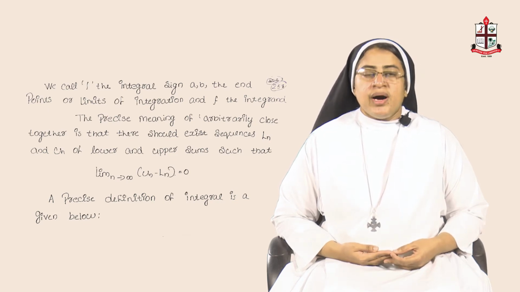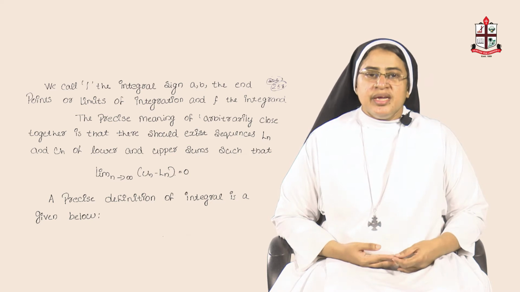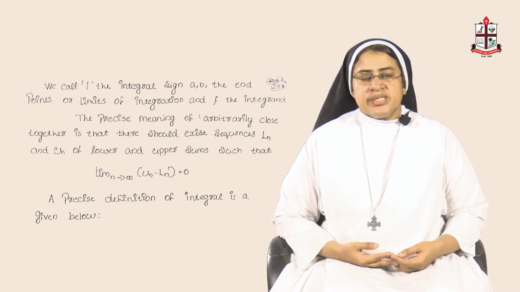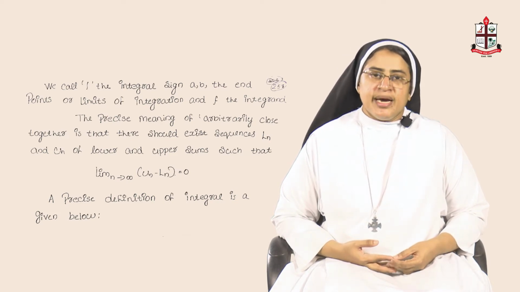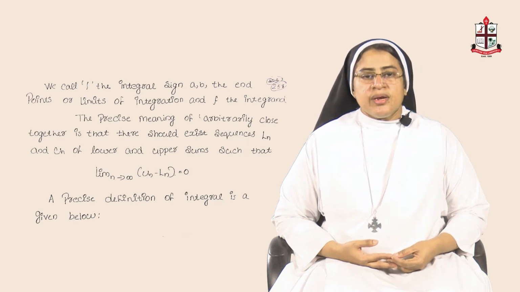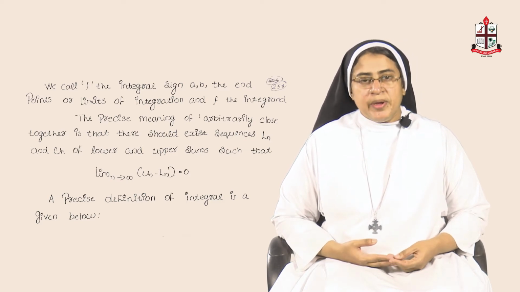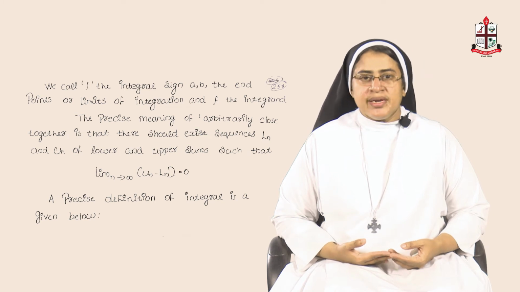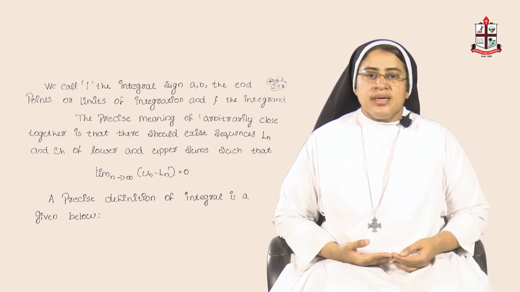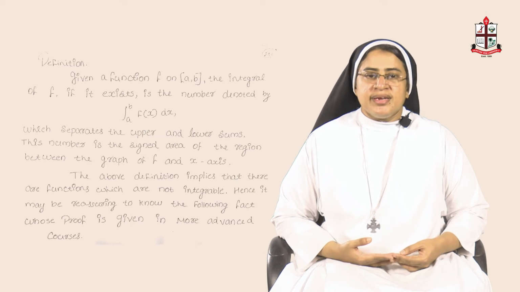The precise meaning of arbitrarily close together: what is that? What we want to understand is that if there are sequences ln and un as lower and upper sum sequences such that the limit of un minus ln when n tends to infinity equals 0, it means un and ln are arbitrarily close. The difference between un and ln when n tends to infinity is 0. That is, un is approximately equal to ln. That's the meaning of arbitrarily close. Now, we are going for a precise definition of integral as below. Let us see the definition in the next slide.